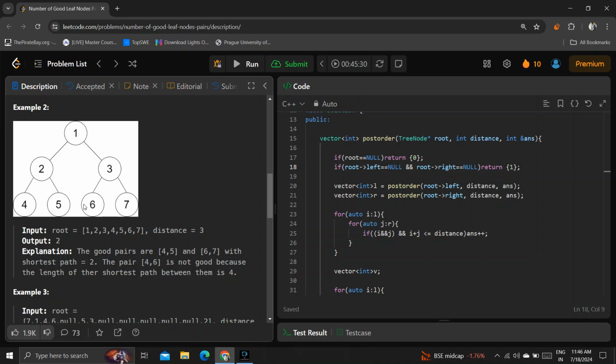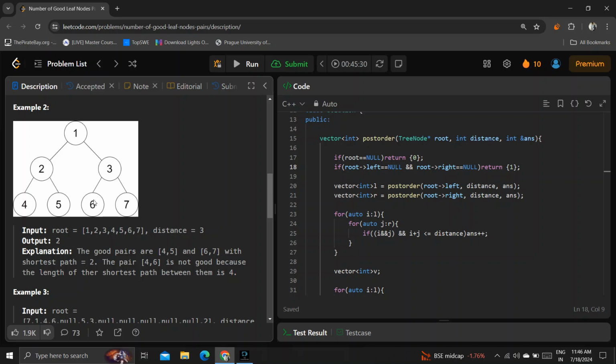What could be the other paths? One path could be this, and one path could be this. But here it is 1, 2, 3, 4, and similarly 1, 2, 3, 4 for this path. It will be greater than 3. So we will not increment the answer value. Now, what could be the other paths? One path could be this, and again it is 4, which is greater than 3, so we will do nothing.